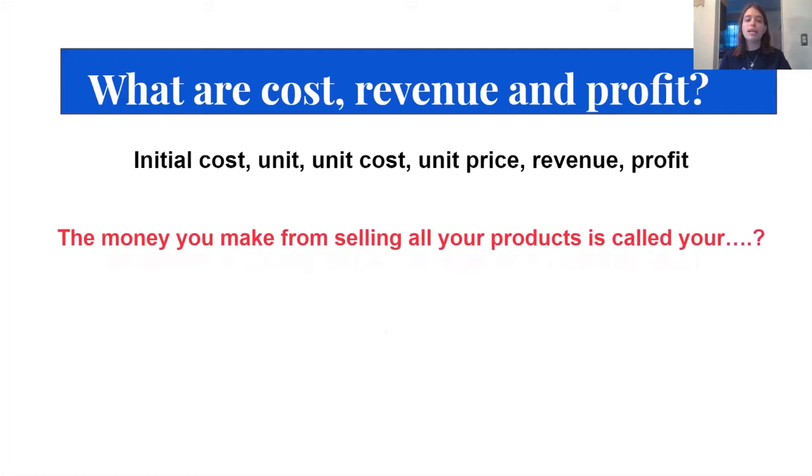The money you make from selling all of your products is called. So let's say you make 100 pens, you sell all of those 100 pens, they get bought by a bunch of people. What is that called? It's called revenue. So it's all the money you bring in, okay? Your revenue is all the money you bring in from selling things. You don't think about your cost at this point. It's just all the money. It's called your revenue.